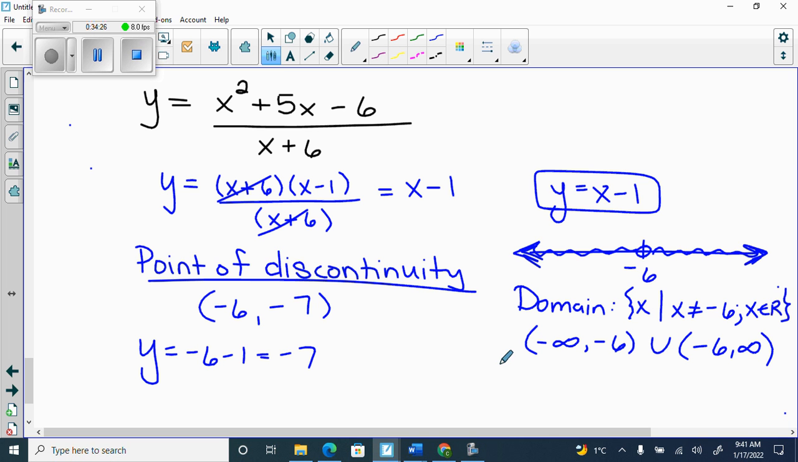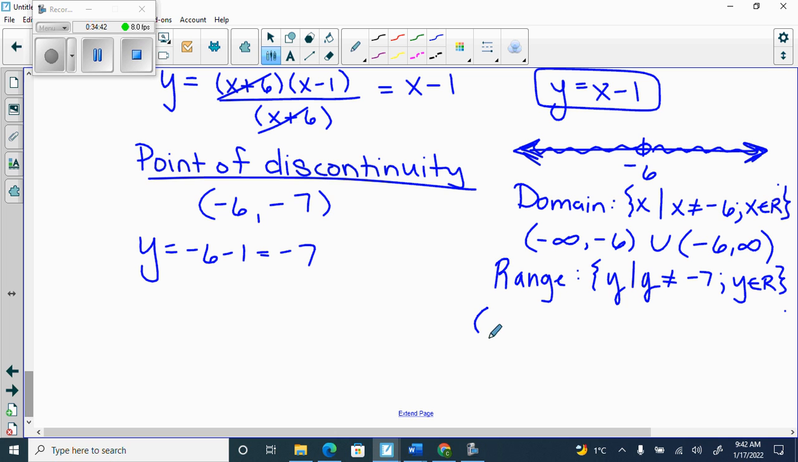The range of this one, in set notation, just keep in mind that when we go to calculus, it turns completely to interval notation. They very rarely do that. And so this is going to be -infinity to -7, union -7 to infinity. And it's round because it doesn't equal it.